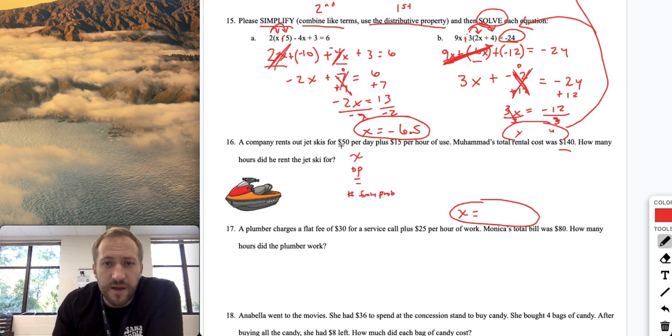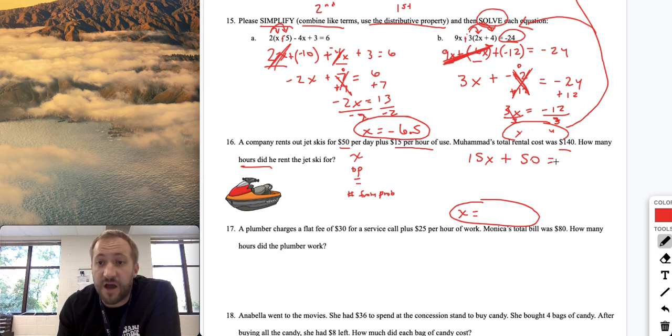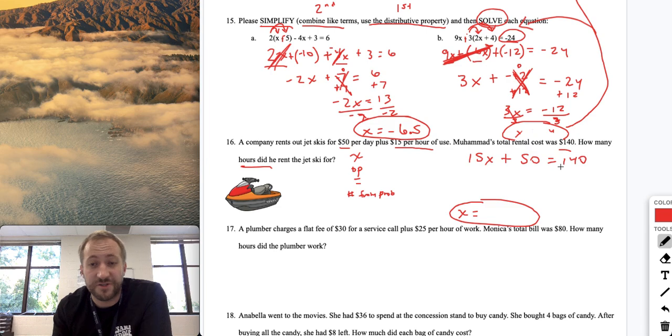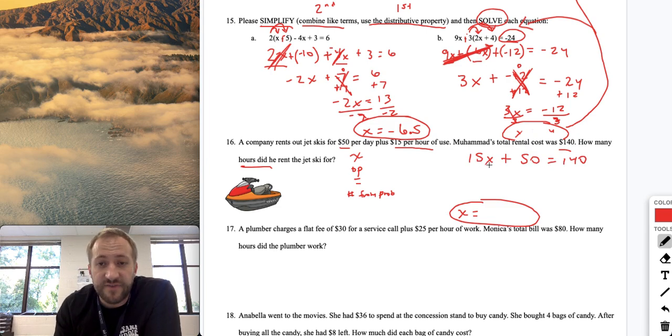They said, which number does it go with? Because I have $50 per day and $15 per hour. That's a great question. If x is going with how many hours he rented the jet ski for, I need it to go with that dollar amount, so $15 per hour. So I'm looking for 15x. $50 per day. It looks like he only rented this for 1 day because the problem doesn't say otherwise. And then he spent $140 total, so that's going to go over here on the other side of my equal sign. 15x, 15 times how many hours he used it for, plus the $50 day rental, is going to give me 140. I actually need to know what that x is to make it happen.